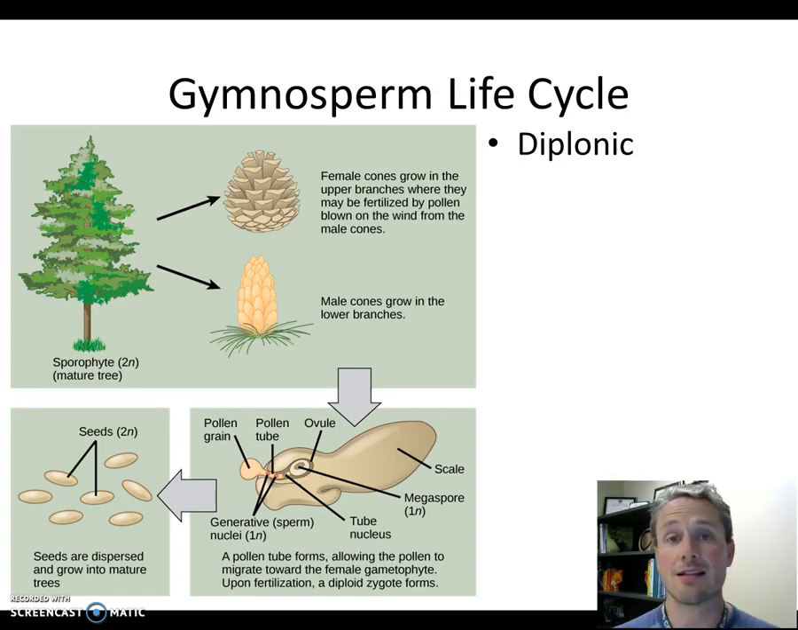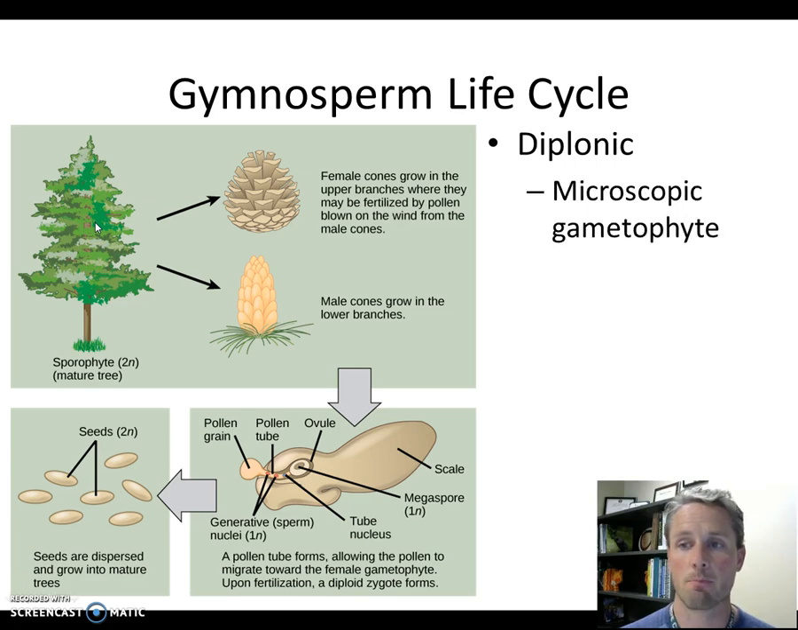All right, let's consider the gymnosperm life cycle. So here, the gymnosperm is also diplonic, meaning that its diploid form is the larger form. That's the sporophyte. So if we think about a conifer tree, the tree itself is the sporophyte. So this giant tree is the sporophyte. So again, we've got this very small gametophyte. In fact, in the gymnosperms, this gametophyte is microscopic. And then we've got a very large sporophyte.